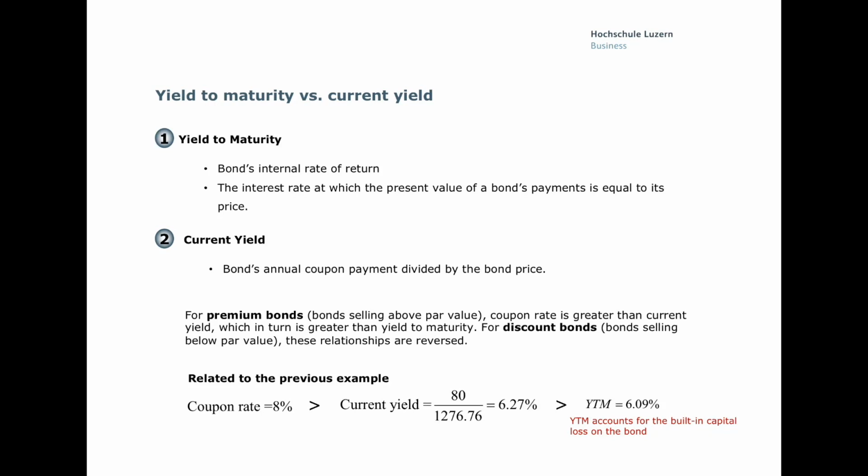Related to the previous example, where the coupon rate was 8% and the bond was selling above par, the coupon rate is greater than the current yield and the yield to maturity. You can think about buying a bond above par as implying a capital loss if you hold the bond until maturity, since the final payment corresponds to the bond's face value. The yield to maturity accounts for this built-in capital loss on the premium bond.